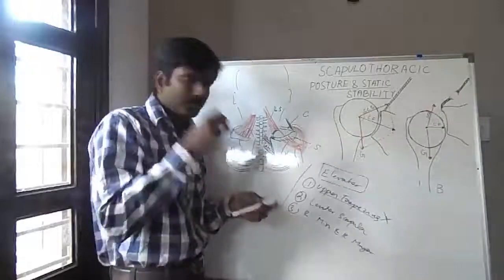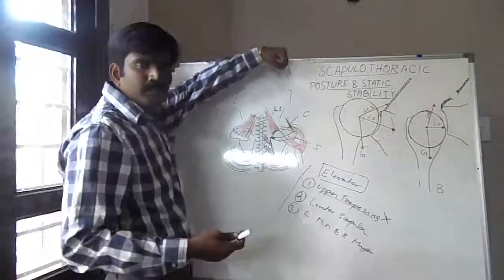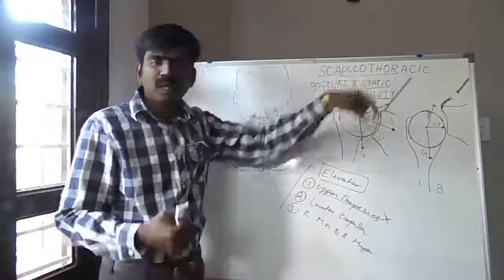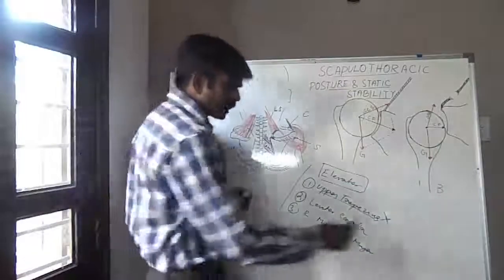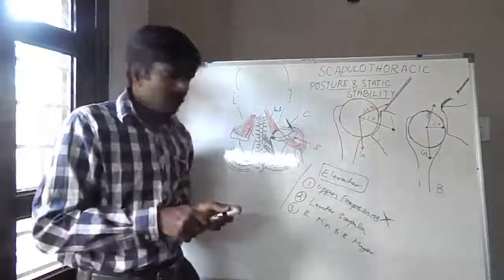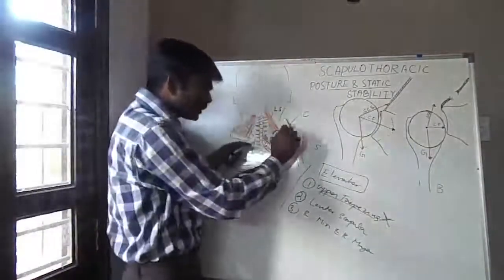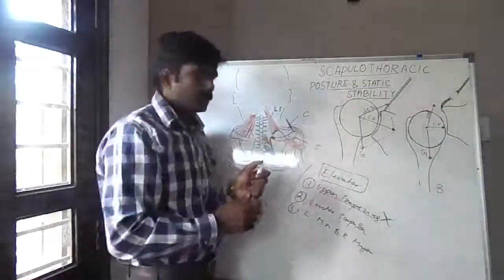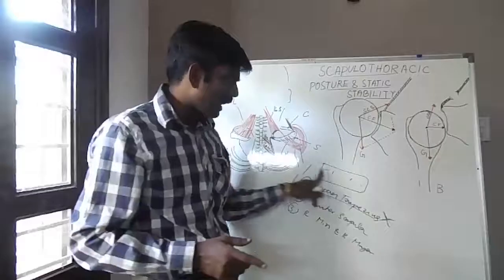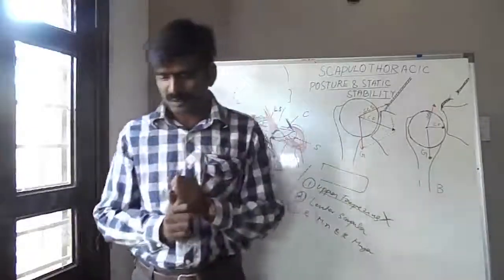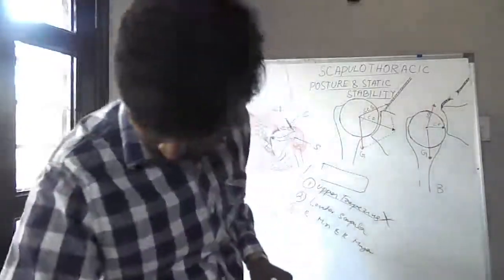Upper trapezius has an important role in elevating the shoulder girdle or maintaining the scapulothoracic posture. So if the upper trapezius is paralyzed, for example, what will happen? If upper trapezius is paralyzed, then the scapula will not be in ideal posture. So what will happen if elevators are paralyzed? Now the scapula will not be in ideal posture.